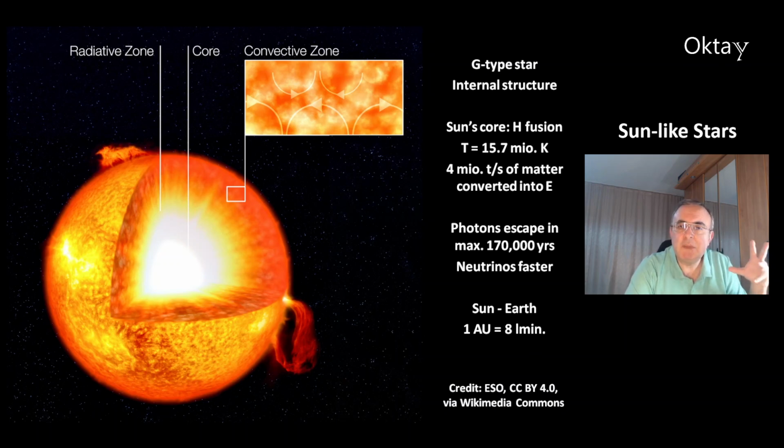And the neutrinos are much faster because they barely interact with matter. The Sun-Earth distance is 150 million kilometers. That's 1 astronomical unit, 1 AU, which is 8 light minutes. You can see here the core, then the radiative zone. And the outer zone is the convective zone. The convective zone is like boiling water. That's heat transport by transport of matter.